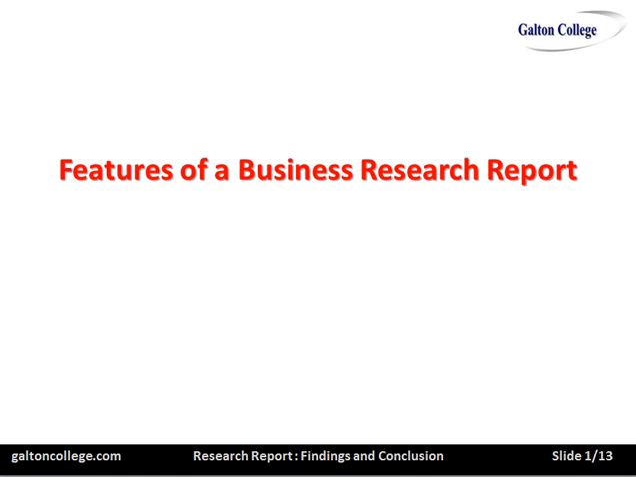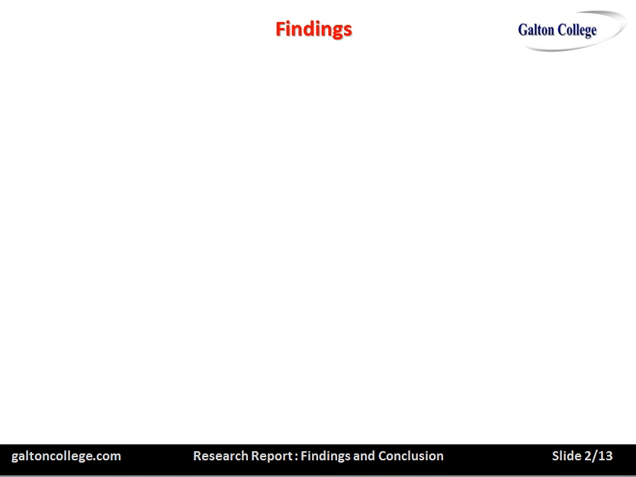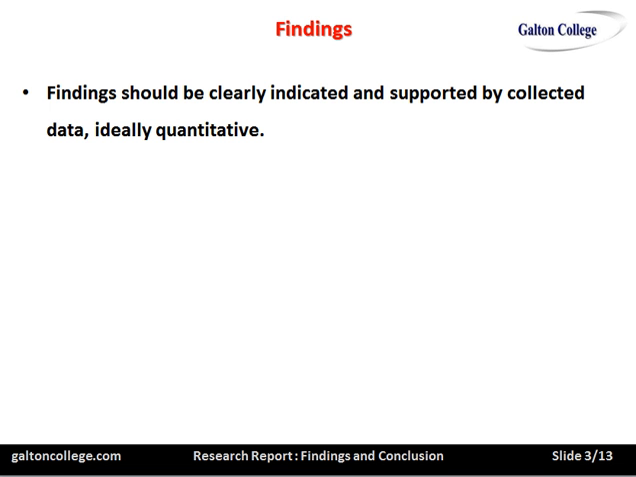So in this session we're going to look at the findings and conclusions of a business research report and talk briefly about what goes on within the findings and conclusions and why they're important. First of all, findings should be clearly indicated and supported by collected data, which should ideally be quantitative. Quantitative data is seen as more reliable, more objective.